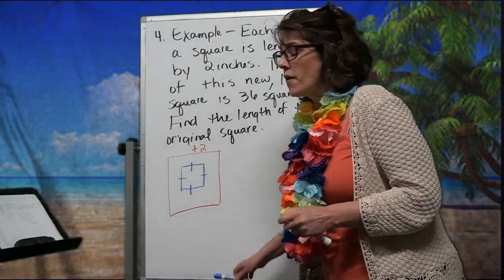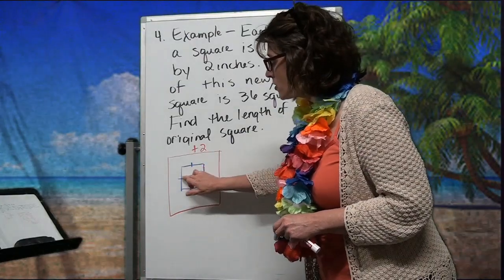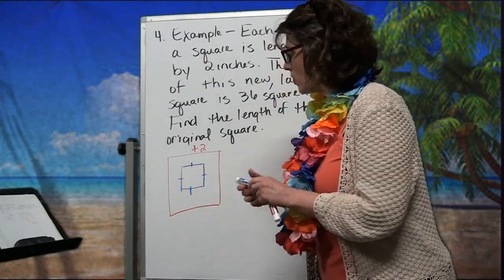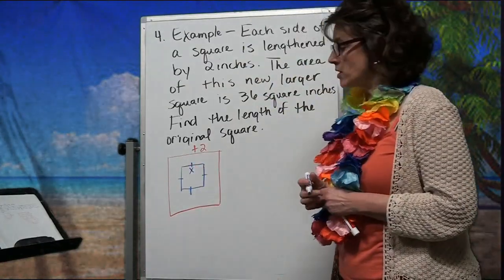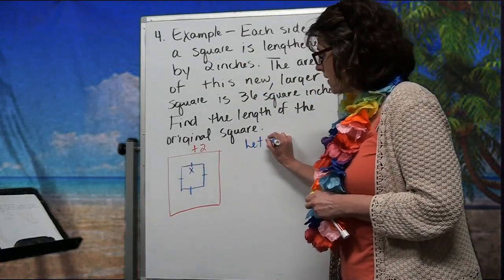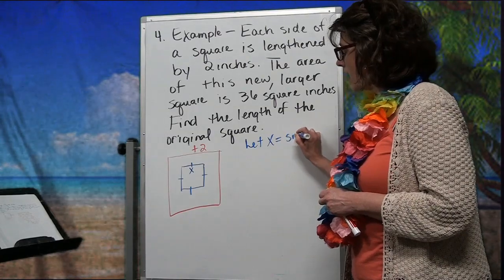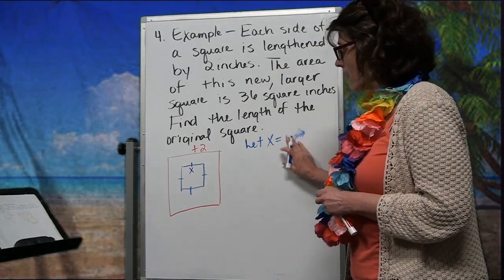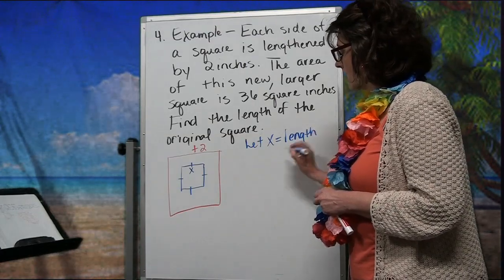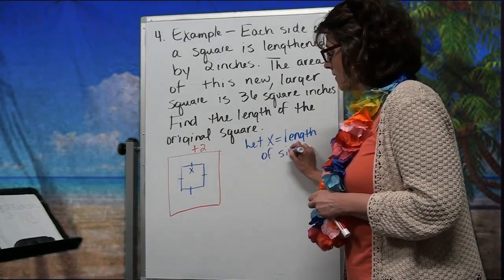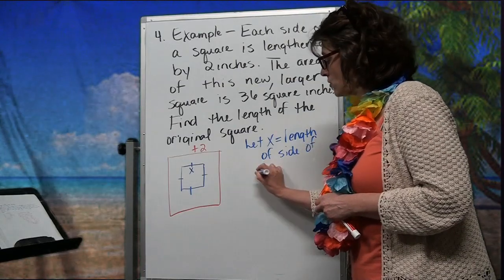So the question is, do I know this original length on this square? And I don't. So when I don't know what it is, there's my unknown, and as soon as I have that unknown, I'm going to call it an x. So I know the side of this square is going to be an x, so I'm going to let x equal the length of the side of the original square.